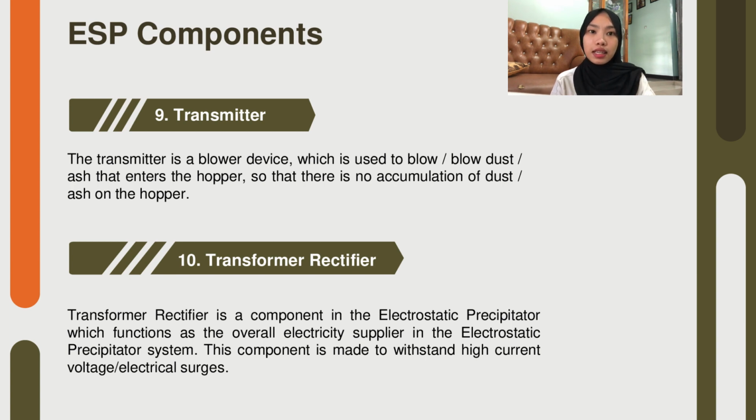The last is the transformer rectifier. The transformer rectifier is a component in the electrostatic precipitator which functions as the overall electricity supplier in the electrostatic precipitator system. The component is made to withstand high current voltage or electrical surges.